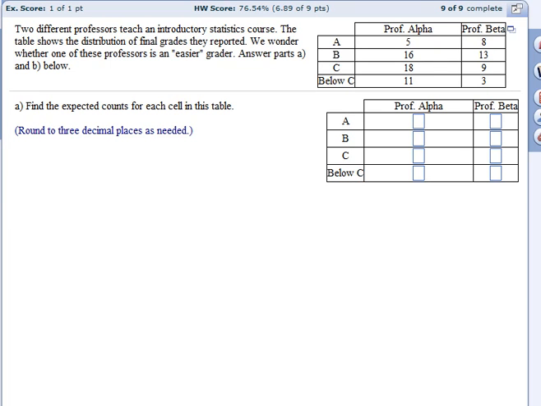Okay, and we're looking at this problem. It says two professors teach an introductory stat course, and the table shows the distribution of final grades reported. We wonder whether one of these professors is an easier grader. So the first thing we want to do is find the expected counts for each cell in this table.